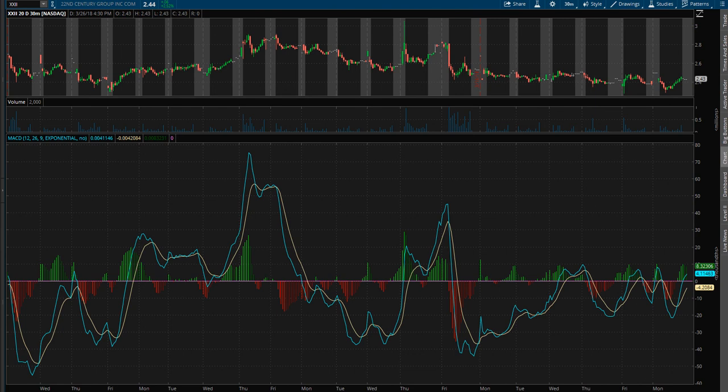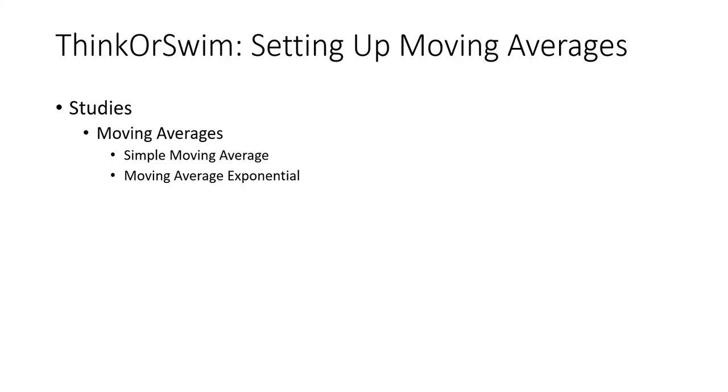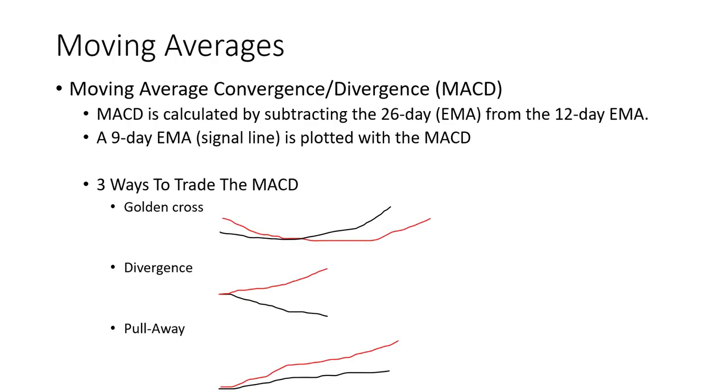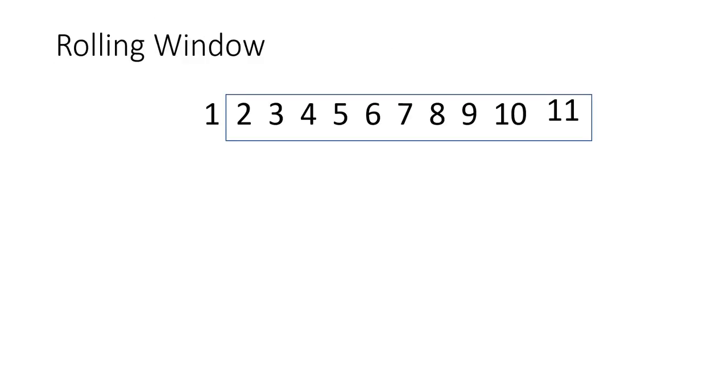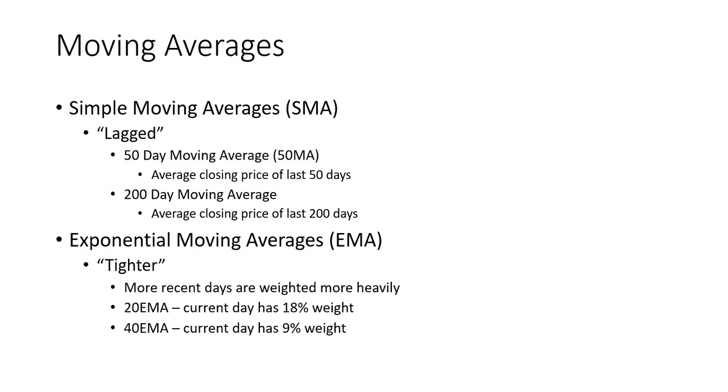Just to review real quick, we talked about the MACD, we talked about the golden cross, we talked about the rolling window that moving averages work within, and we also talked about the simple moving average and the exponential moving average.